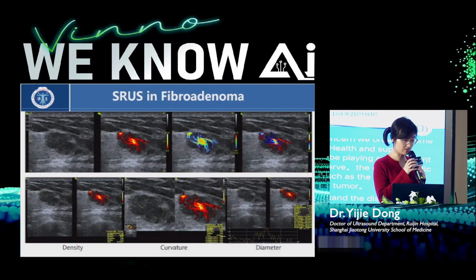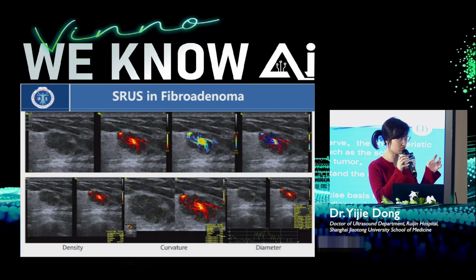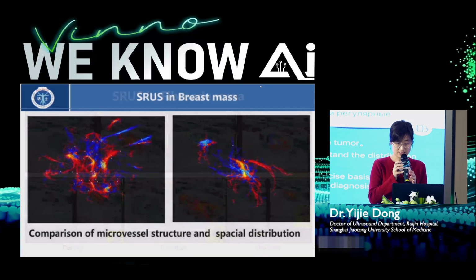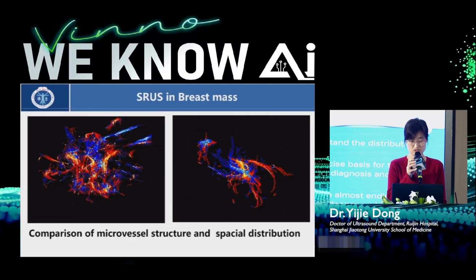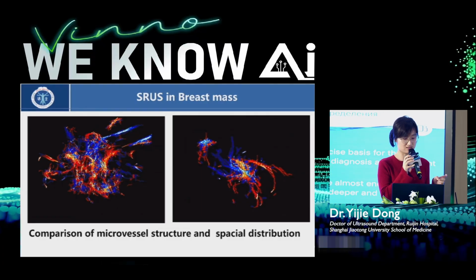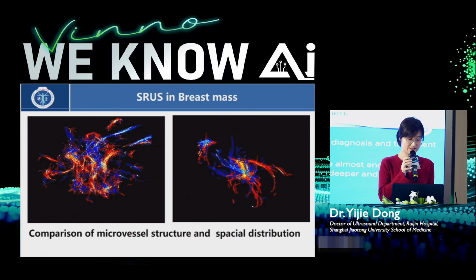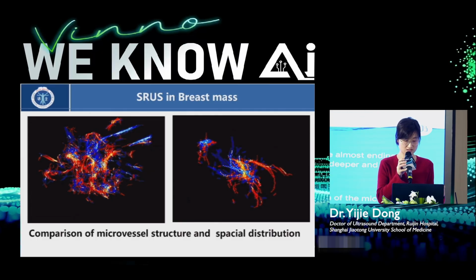So let's see, this is a fibroadenoma. This is a benign lesion. We can see the distribution of microvessels is different from breast cancer. It's much plainer, fewer, and very smooth and regular. So this is a comparison of microvessel structure and spatial distribution between breast cancers and benign lesions. These are very beautiful images and let us know more about the microenvironment in the tumors.